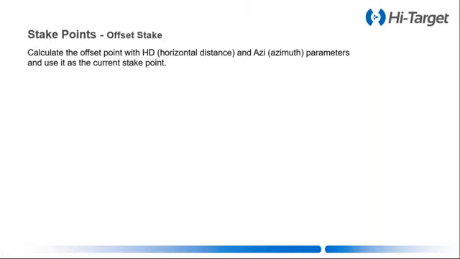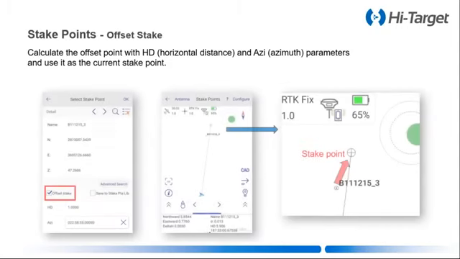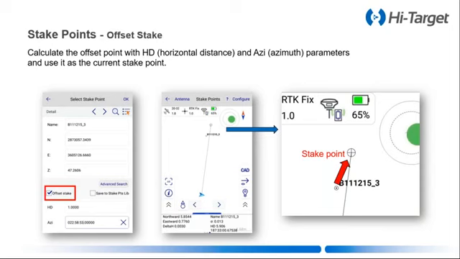Our stake point supports offset stake. Sometimes we can calculate the offset point with horizontal distance and azimuth parameters and use it as the current stake point. We can see the last picture. The stake point is changed. And we can see the point B1112. This is the selected point, and the stake point in the picture.